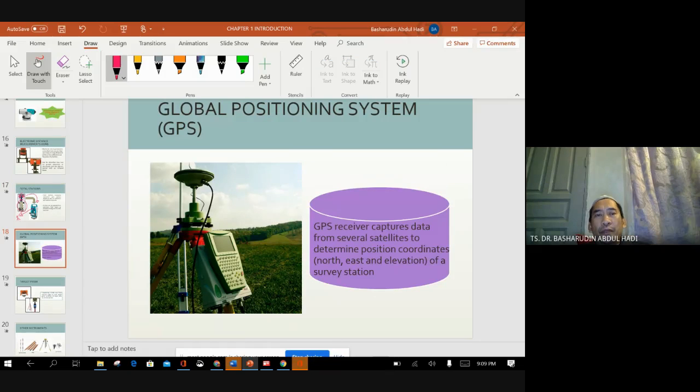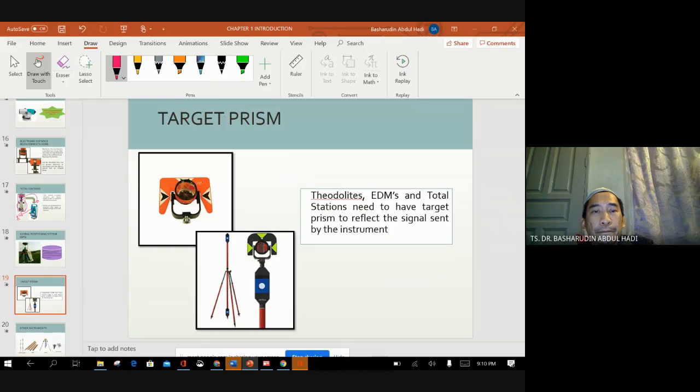Now this is the modern one, the global positioning system. A GPS receiver captures data from several satellites to determine position coordinates, northing, easting, and elevation. We will learn more about the GPS after this.